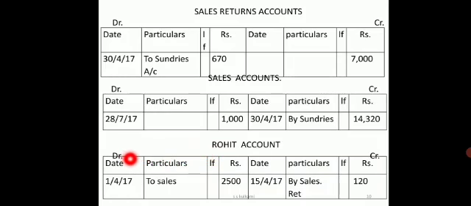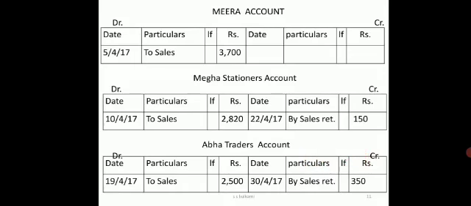Rohit is debited to sales. So on 1/4/2017, Rohit debited to sales 2,500, and on the same day you're having by sales returns 120. On 15th we have returned goods. So on 15/4/17 returns 420. Next you are having Meera. So Meera is 3,700. On 5/7/2017 we have sold goods to her. Next, Megha Stationeries, we have sold goods on 10/4/2000, and on 22nd what returns are made has to be recorded on the credit side, 150.